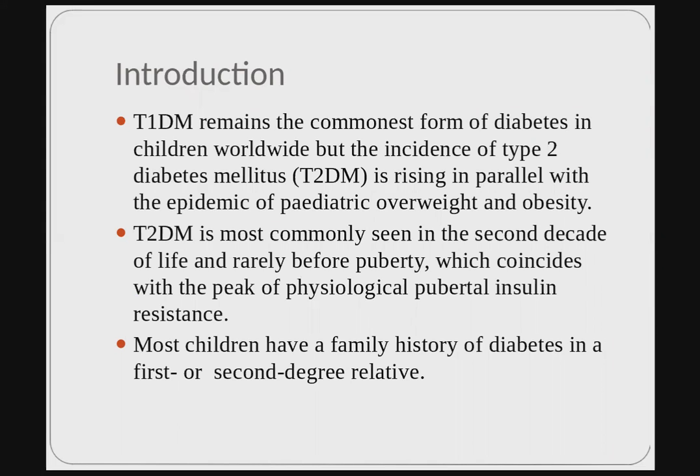Incidence is put at 0 to 330 per 100,000 person years, while the prevalence of type 2 diabetes mellitus is between 0 to 5,300 per 100,000 children and adolescents.